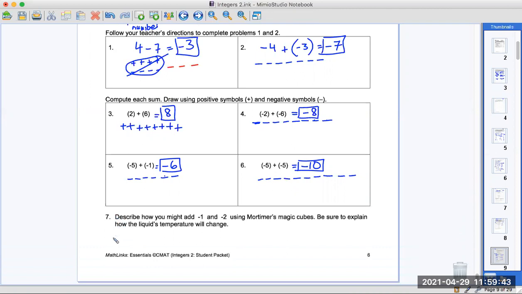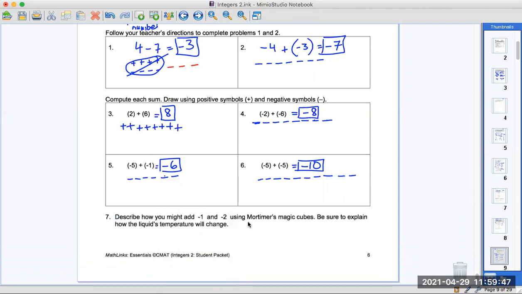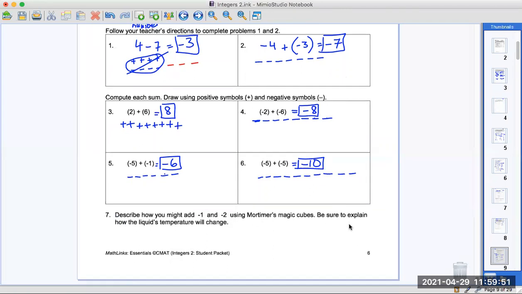Okay, we're going to have to fill that in later. Anytime it talks about Mortimer's magic cubes, we're going to do that in class. So we don't know exactly yet what that is about.